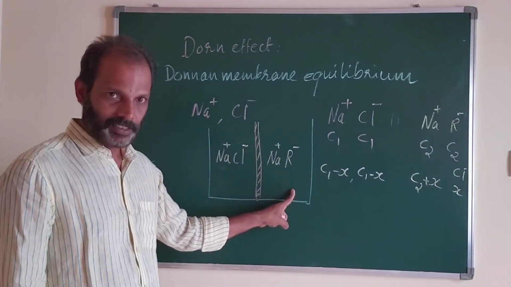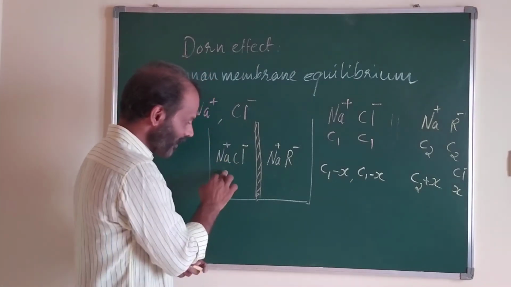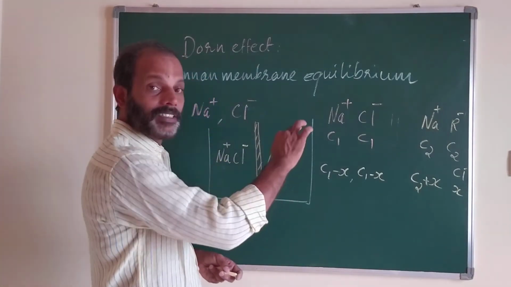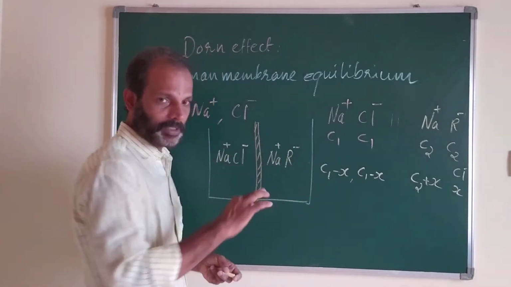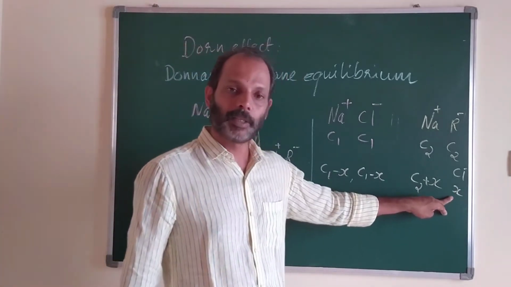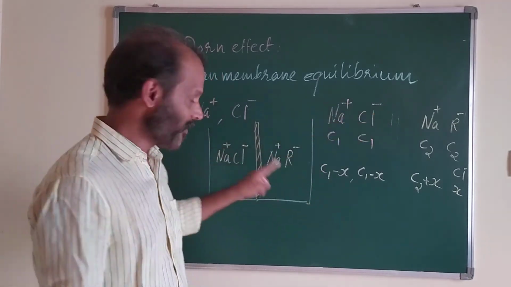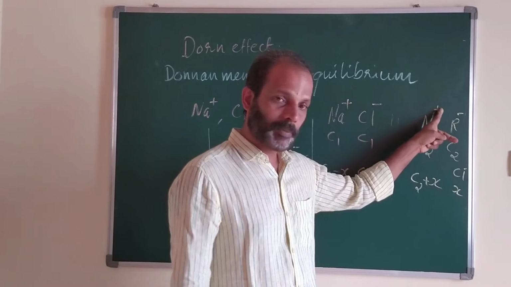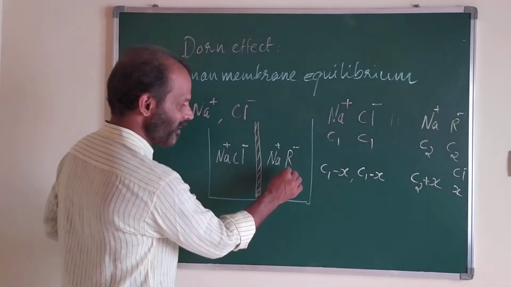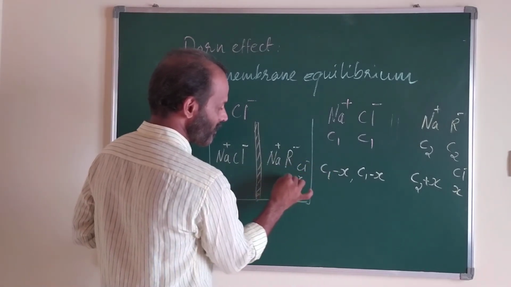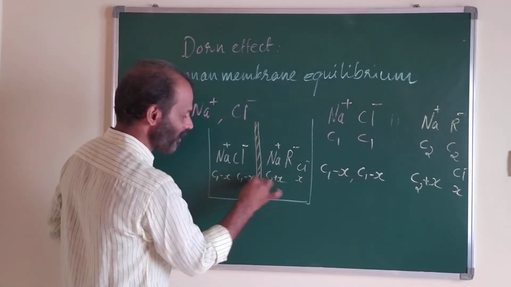So the left chamber, after attaining equilibrium, contains Na plus and Cl minus. But the second chamber contains Na plus, R minus and Cl minus. That Cl minus is coming from this chamber. So the final concentration after attaining equilibrium is C1 minus X and C1 minus X for Na plus and Cl minus respectively in the first chamber, C2 plus X for Na plus in the second chamber, and X for Cl minus in the second chamber.